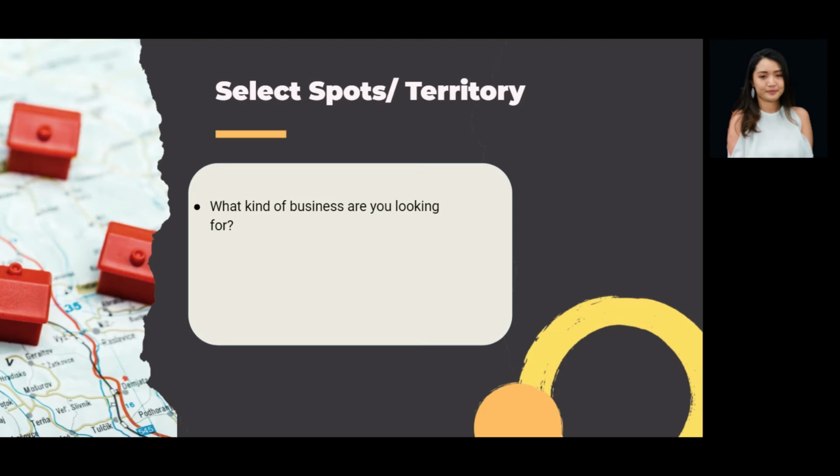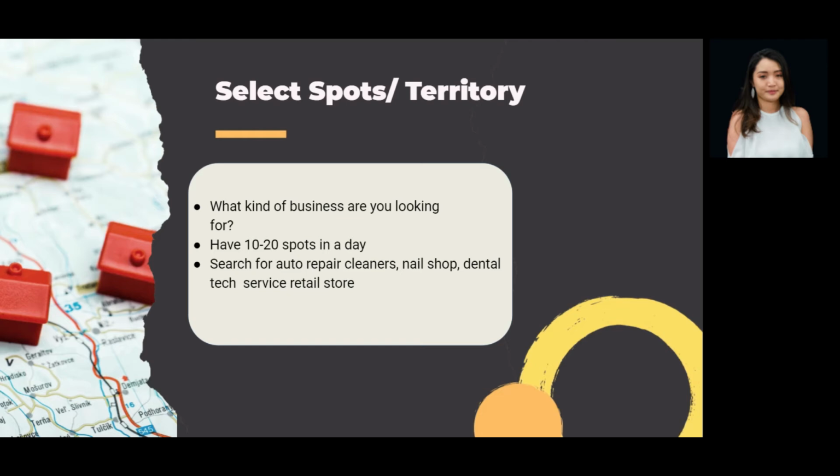So how do you search it? You search your city, zoom in to the spot, and decide how many spots you need to do. I suggest 10 to 20 per day. Okay, not just 5. You're going to run through 5 in 2-3 hours. So 10 to 20, and even if you didn't finish it, you can do it the next day, and be fully prepared for your whole week or next week. If you have leftover, you can still do it next week. And what you're selecting, you can type in auto repair, cleaners, nail shop, dental, tech service, retail store.